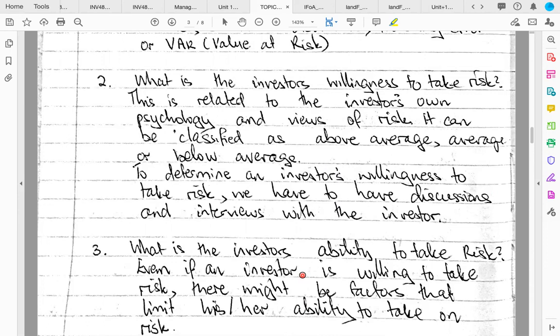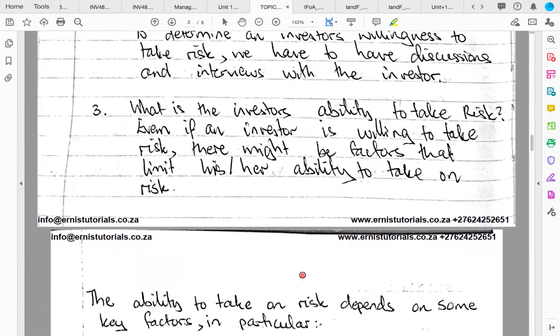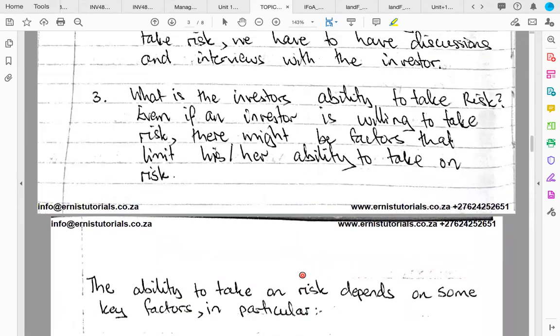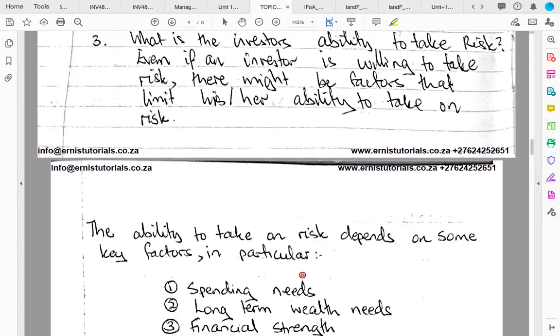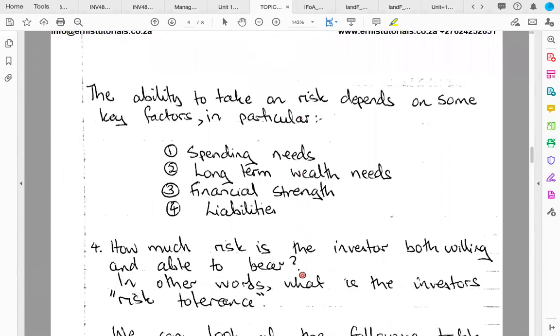Just because you are willing to take on risk, it might not mean that you are able to take on risk. Usually people who are able to take on risk will be wealthier, will have spending needs which are far less compared to the amount of wealth they have. They won't have any major liabilities coming up soon. For example, they won't be approaching retirement soon or any other milestone. A person like that will usually have an above average ability to take on risk, whereas a person who is not very wealthy, is maybe approaching retirement or has a lot of expenses, that person might have below average ability to take on risk.